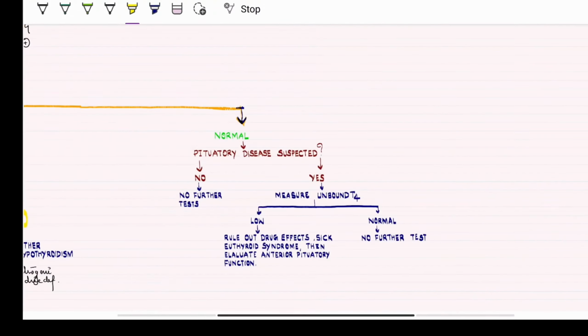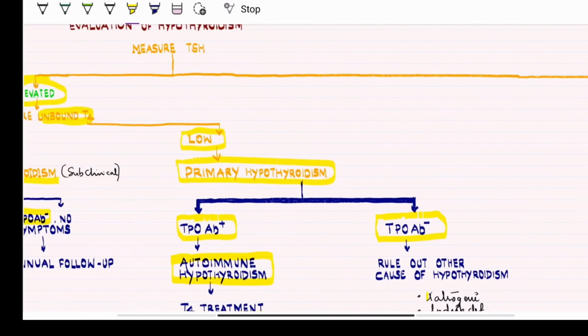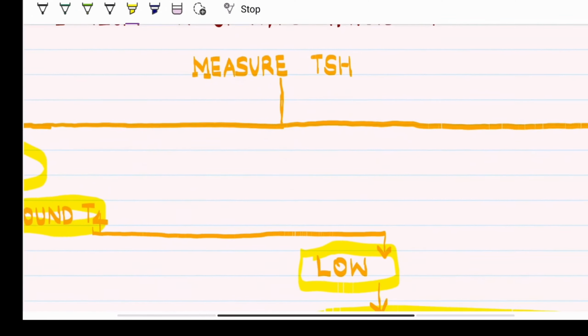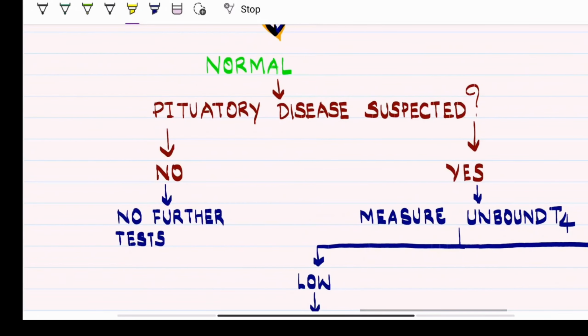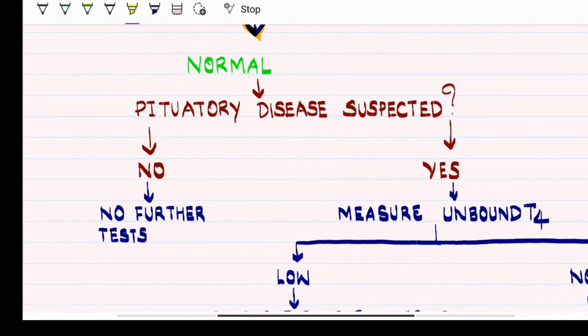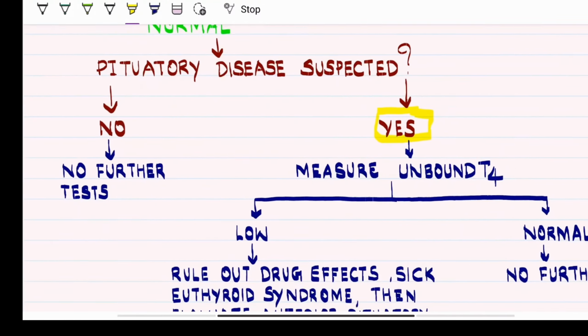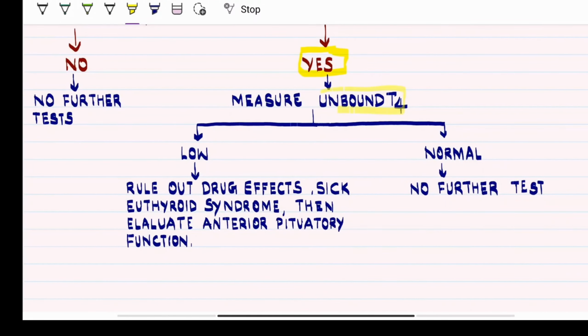Okay. So next is measuring TSH. We found that the TSH is normal. If you suspect a pituitary disease, just measure the unbound T4 level in your blood. If the unbound T4 level is normal, there is no need of any further test. And if you find that the unbound T4 level is low and the TSH is normal, it means that something is happening to the gland.